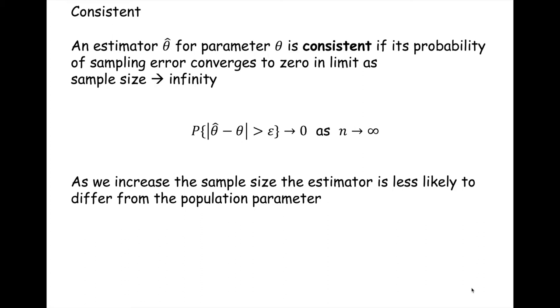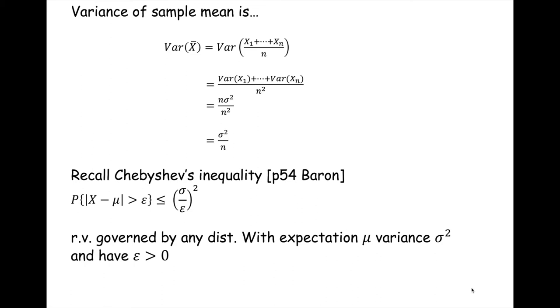Okay? All right. And so as you increase the sample size, the estimator is less likely to differ from your population parameter. And I'll show an example of that in MATLAB. In fact, bring back up the previous example. Okay. And so let's take a look at what happens to the variance or the dispersion of this sample mean, right? And so we're going to show this mathematically, and then we're going to validate this empirically, empirically meaning from the data through an example.